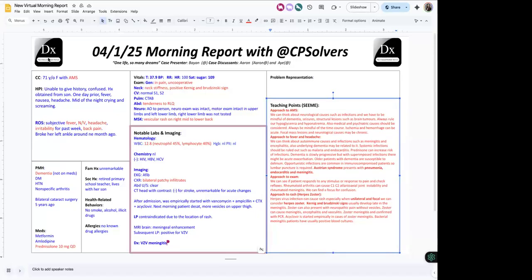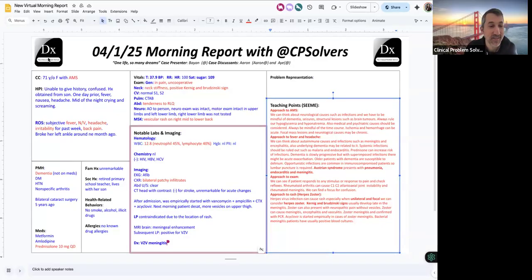Again, I'm not sure. All of this was relayed to me by the residents, through their friends who are residents in the other hospital. Yeah, no problem. Yes, of course.